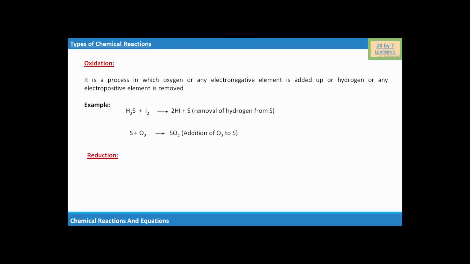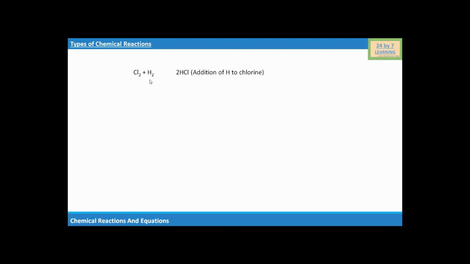Now we will see the reduction reaction. It is a process in which hydrogen or an electropositive element is added up or oxygen or an electronegative element is removed. So we can say that reduction is just the opposite of oxidation. Here are the examples showing reduction. When chlorine reacts with hydrogen to give HCl, that is hydrochloric acid, this is an example of reduction because here addition of hydrogen is taking place.